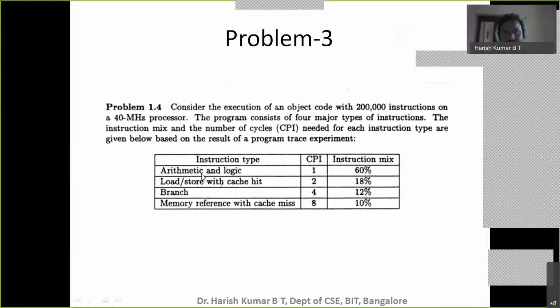Now, it says arithmetic and logic to execute each. One is the CPI, and how many instructions are there? 60%. You have to find out what is 60% of 2 lakh. Are you following? This is given in terms of percentage, that's all, and the rest all remain same. You have to find out what is 18% of 2 lakh, 12% of 2 lakh, and 10% of 2 lakh. You'll get the count of each individual type of instruction, and the remaining steps are same as you solved for the previous two examples.